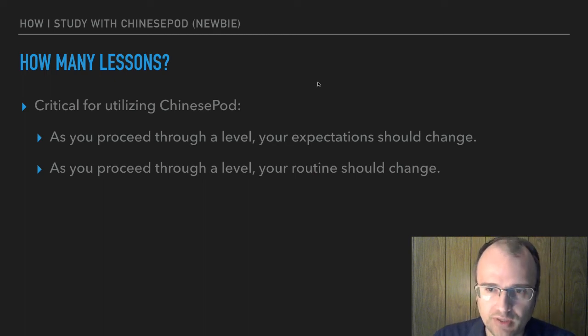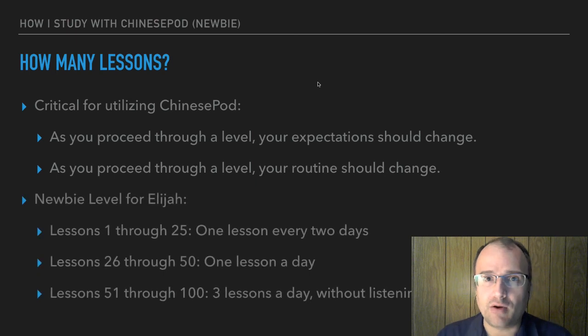As you proceed through a level, your expectations should change. The level is designed, if it's a good lesson, to be exactly of equal difficulty with all of the other newbie lessons. So as you do more and more, your expectations should change. When you first start, your expectations should be very low. These are going to be very, very hard. When I first started newbie, I was overwhelmed with how difficult it was. But as I proceeded, it got easier and easier. And so I was able to raise my expectations for myself. So as your expectations rise, you should also change your routine.